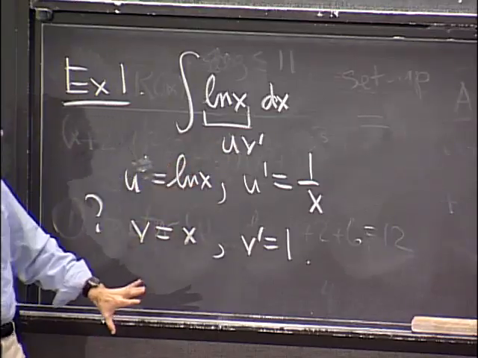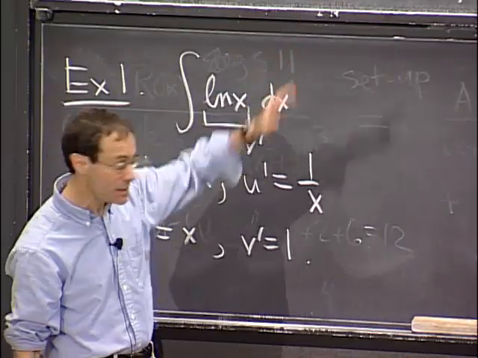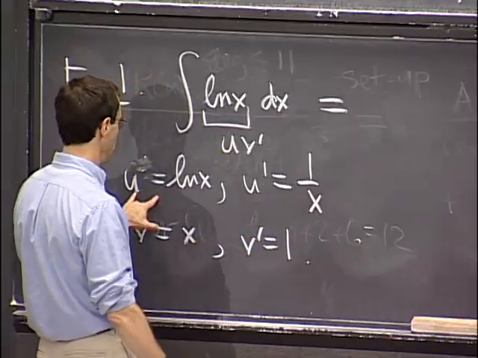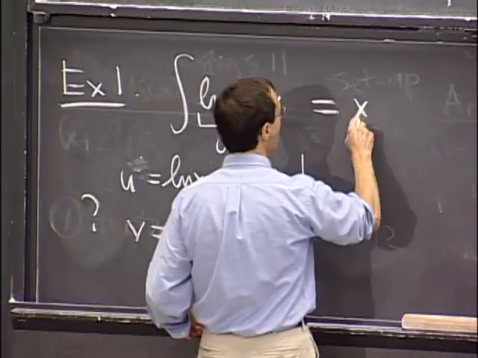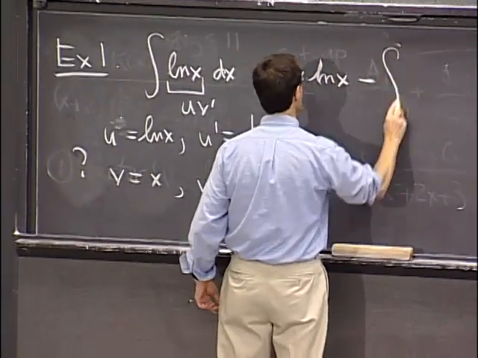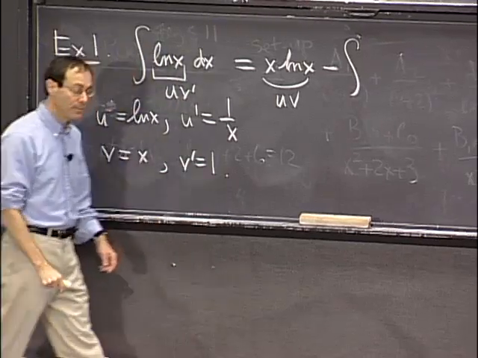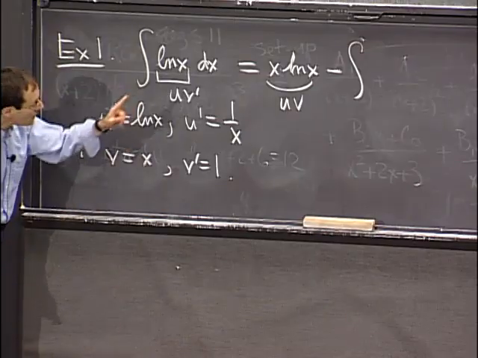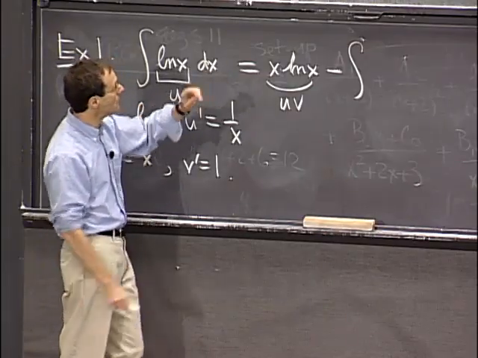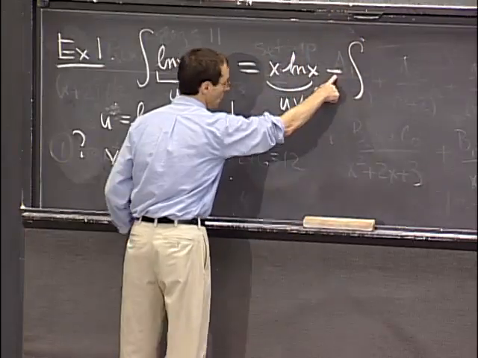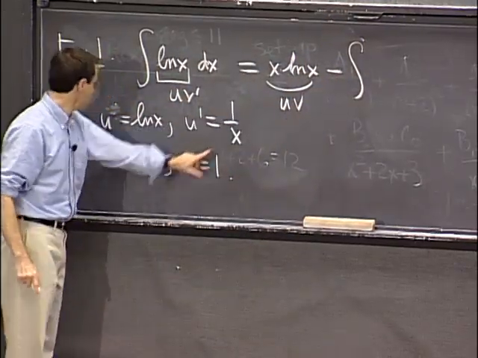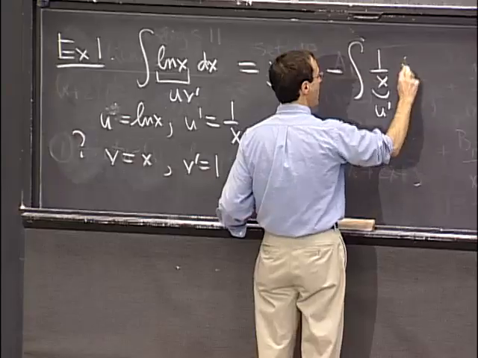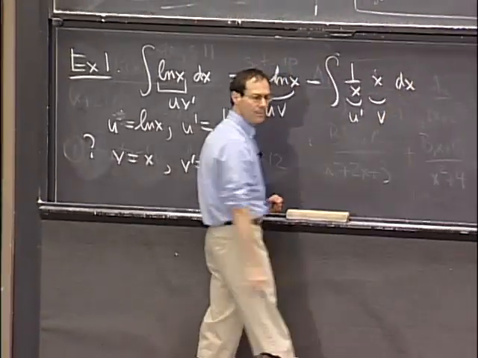So this is the setup, and now all I'm going to do is read off what the formula says. What it says is this is equal to u times v. So u is this and v is that, so it's x log x minus, so that again, this is uv, except in the other order, vu. And then I'm integrating, and what do I have to integrate? U prime times v. So look up there, u prime times v, with a minus sign here. U prime is 1 over x, and v is x. So it's 1 over x, that's u prime, and here is x, that's v, dx.